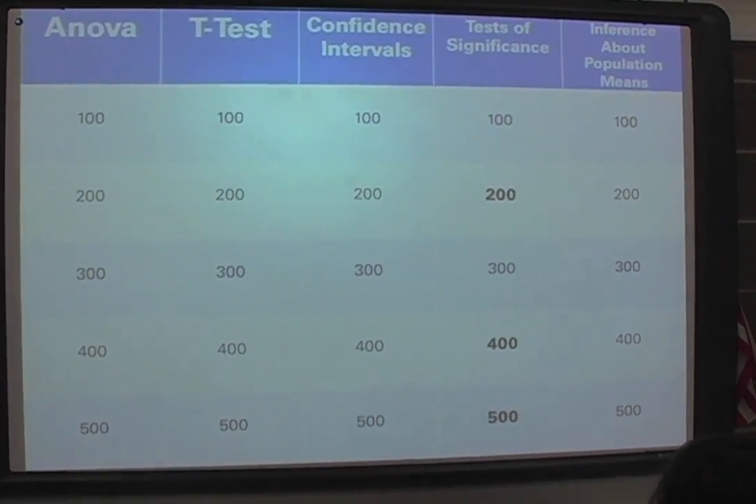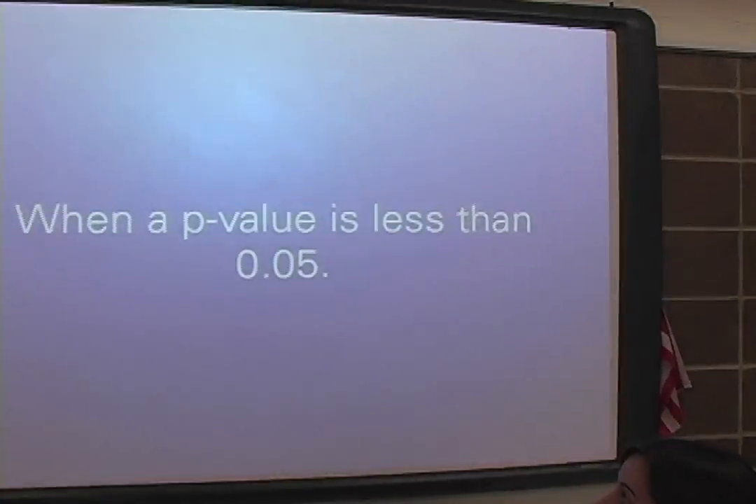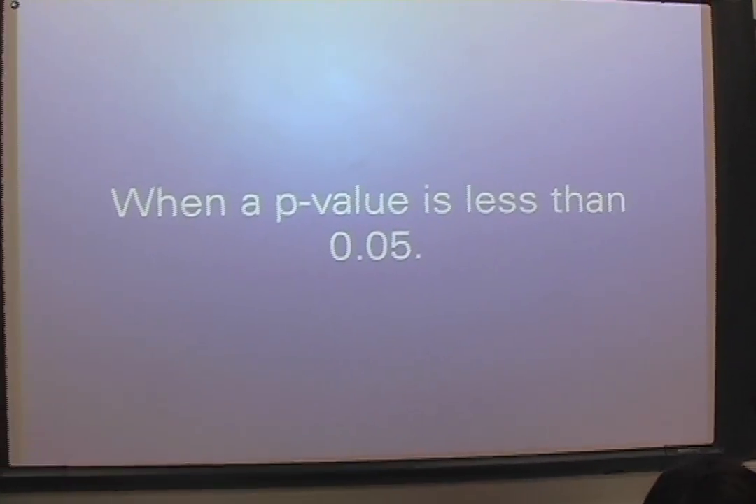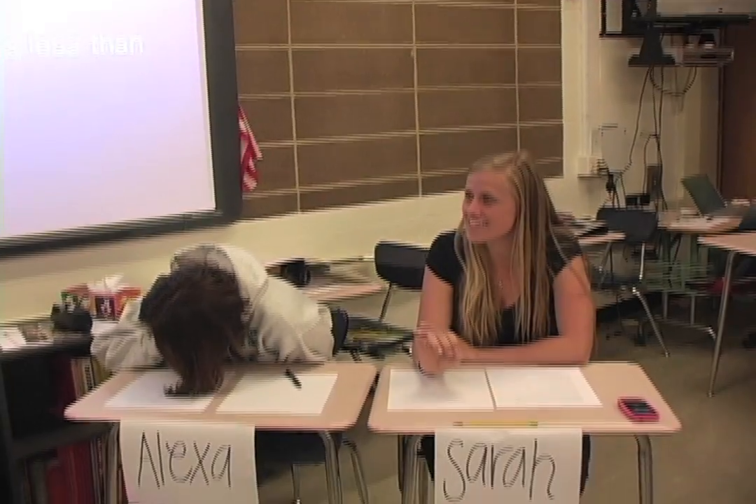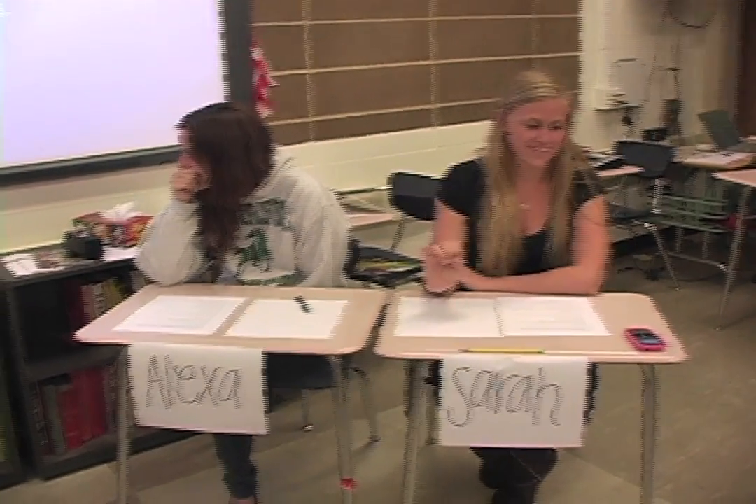Test of significance for 200. Alright, test of significance, 200. When a p-value is less than 0.05. What is statistically significant? And she got it out. That is correct. Back to the board, Sarah.